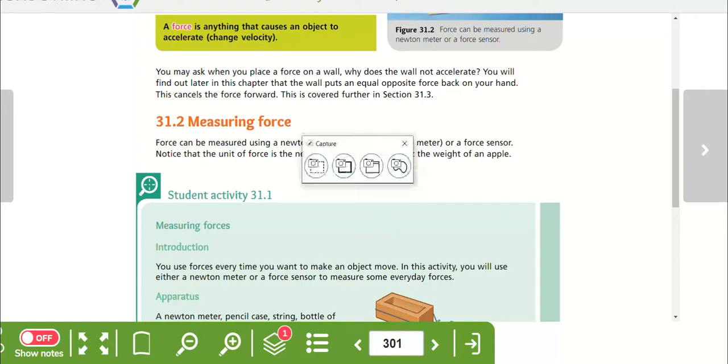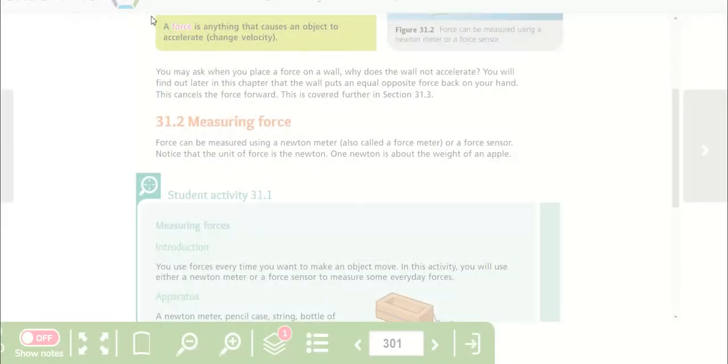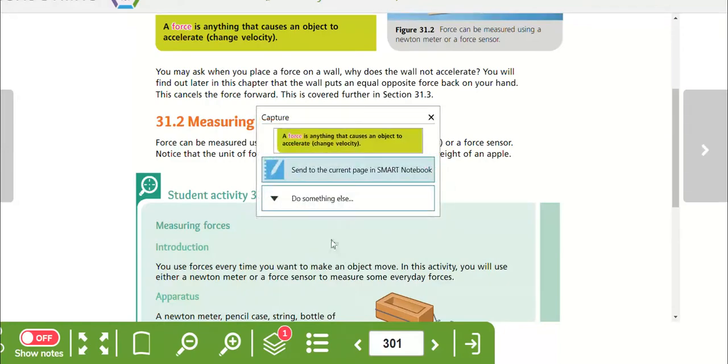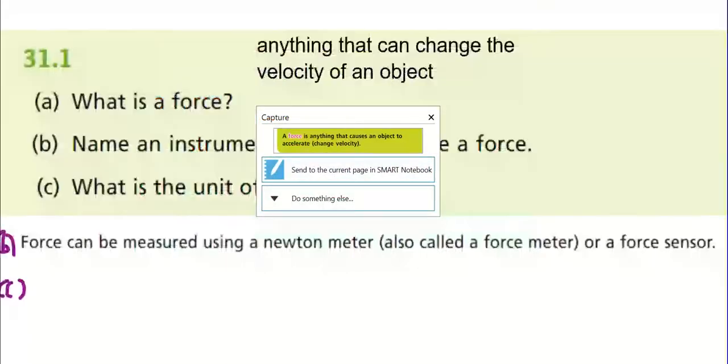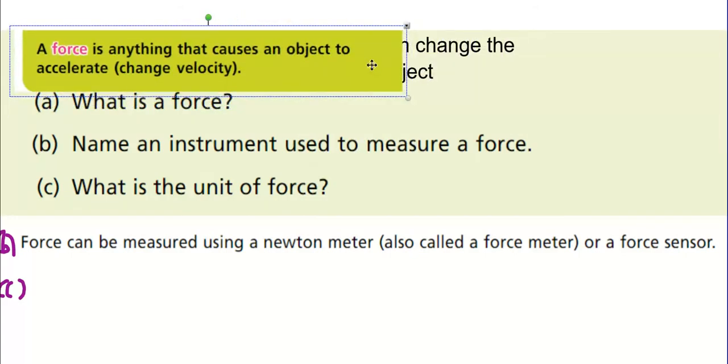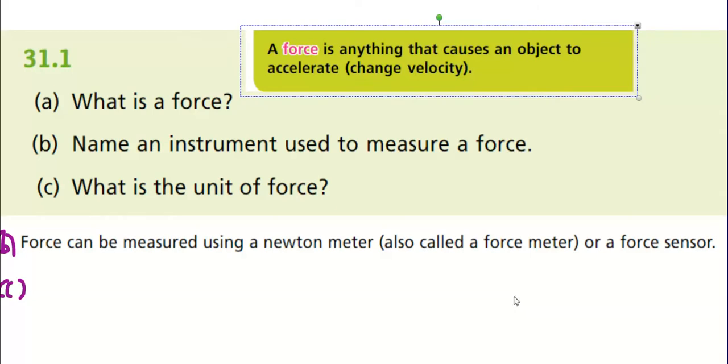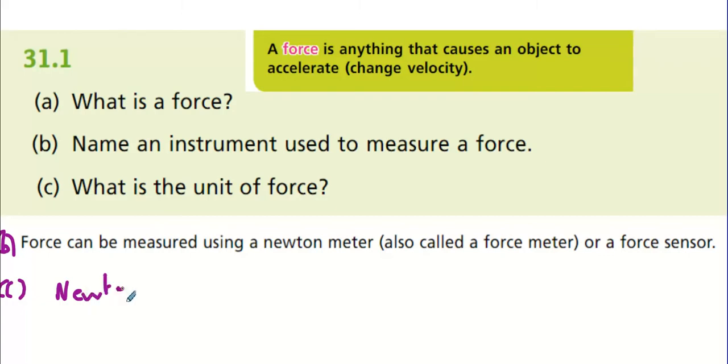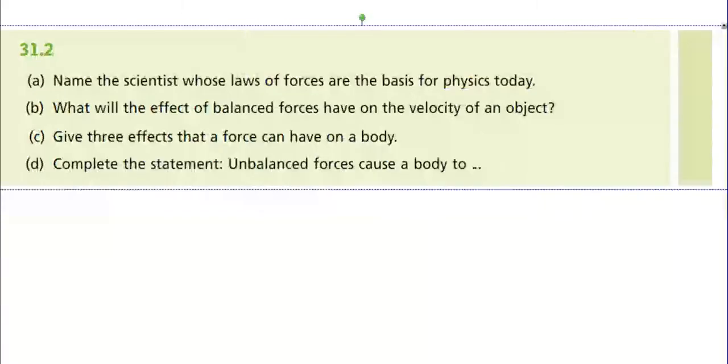Okay, and then we also can find the answer for part A here as well, if you really want to use that instead of the answer I used earlier. A force is anything that causes an object to accelerate, i.e. change its velocity. You could also use that one. What is the unit of force? The unit of force is the Newton. N-E-W-T-O-N, Newton. Okay, awesome.